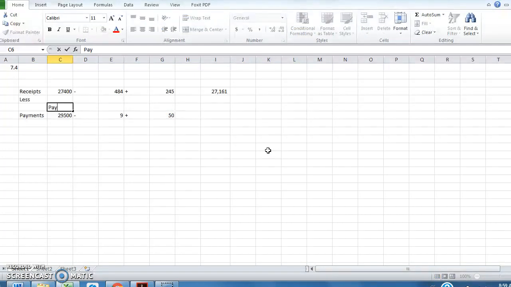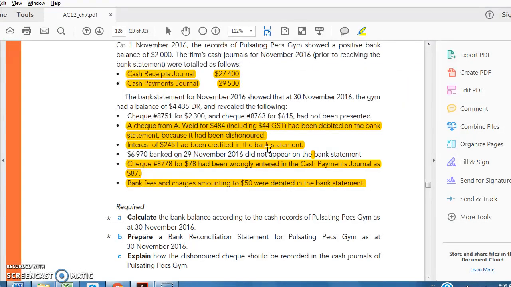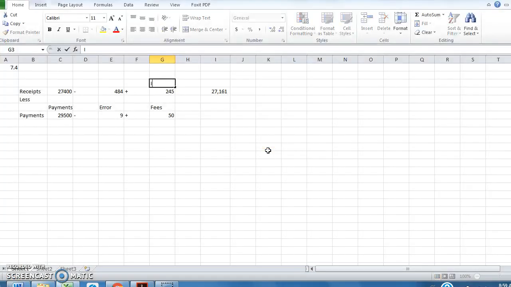So 29, so that's our payments, and this is our error, and here is our fees, and just above 245 was our interest, and 484 was our dishonored check, and all pretty straightforward. Cool. So that once it's totaled up, we're pretty good to go.